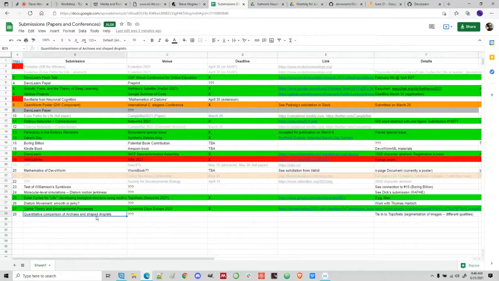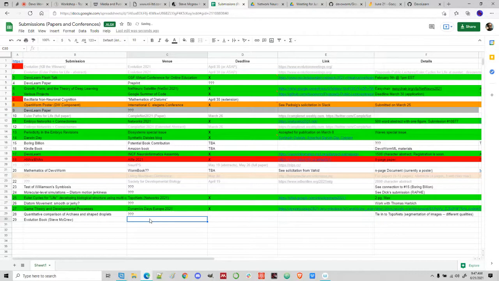In 28, we have this quantitative comparison of archaea and shaped droplets. That is something that Dick is working on. We might tie in the TopoNets stuff. TopoNets happens in a couple weeks, so once that's finished, I'll have some feedback on that. We can go from there. In 29, we will put evolution book, and this is Steve McGrew. We'll put this in the list.